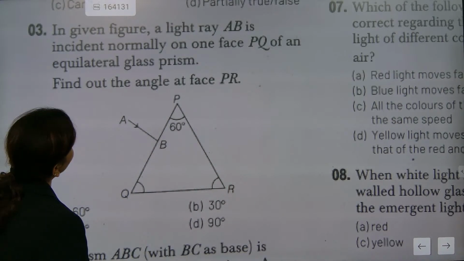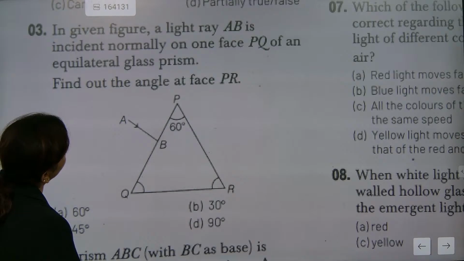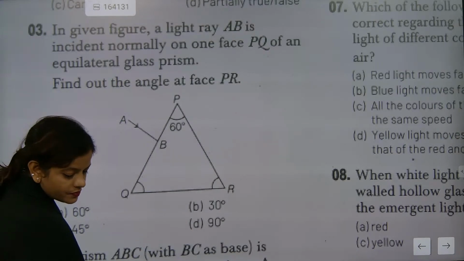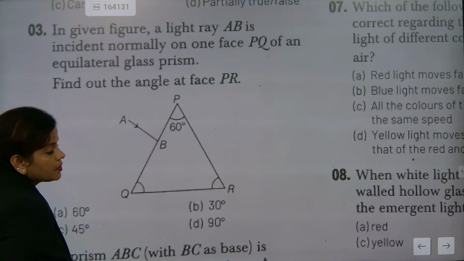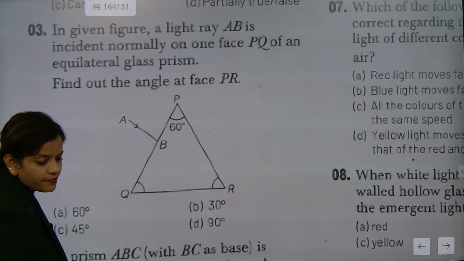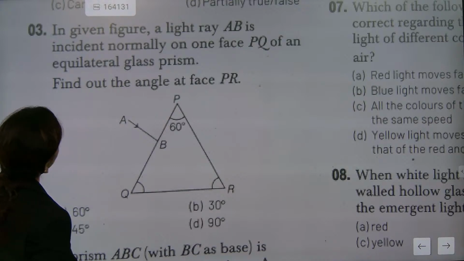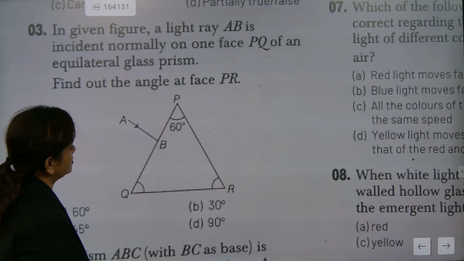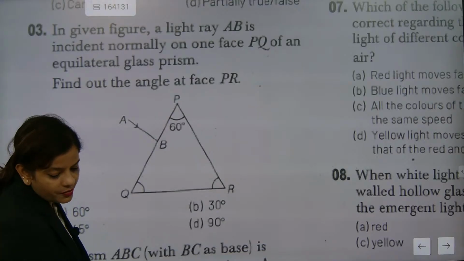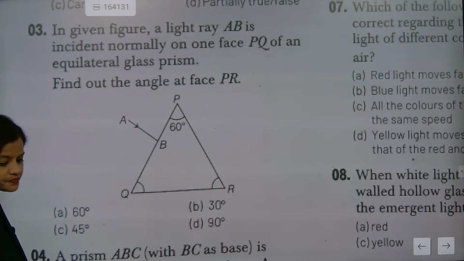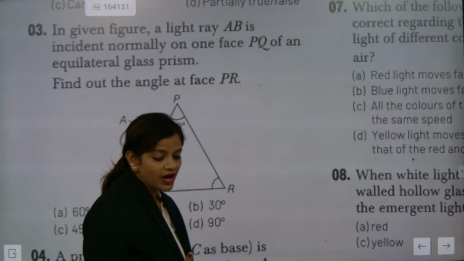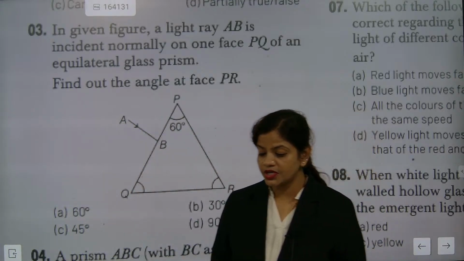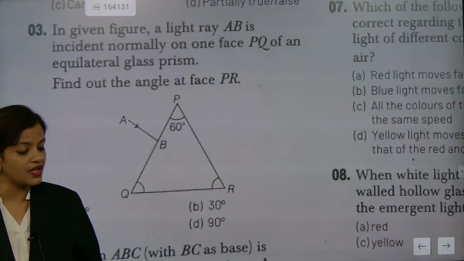In the given figure, a light ray AB is incident normally on one face PQ of an equilateral triangle prism. Find out the angle at face PR. So at face PR, what will be the angle? Come on, go for it. Children, fast, you have to answer the questions as fast as possible.